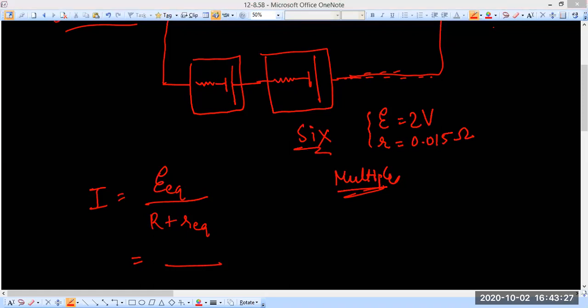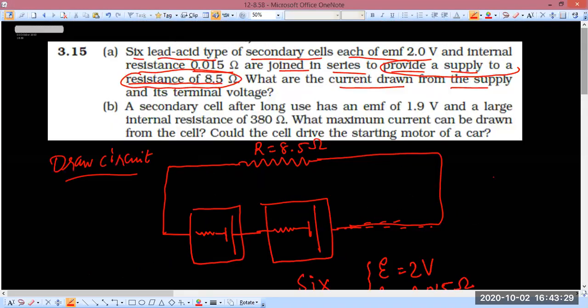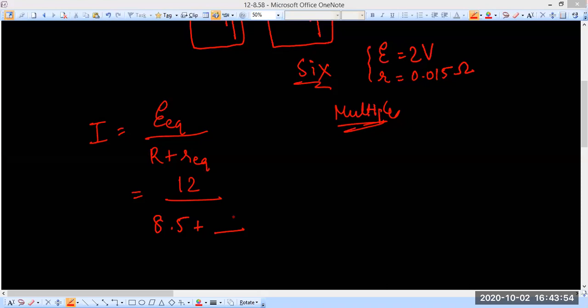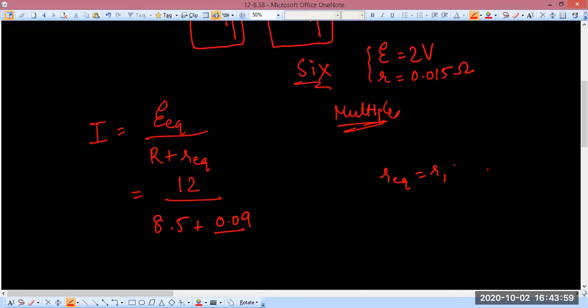12 upon, it's very easy. What should I write here? What will be the internal resistance? Hmm. 0.09, right? The formula, everyone, I hope you realize that in series.